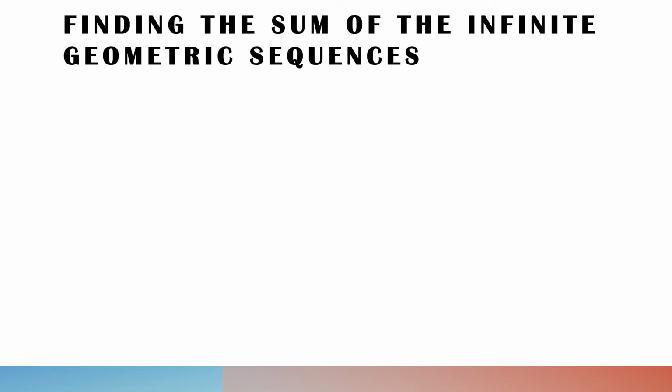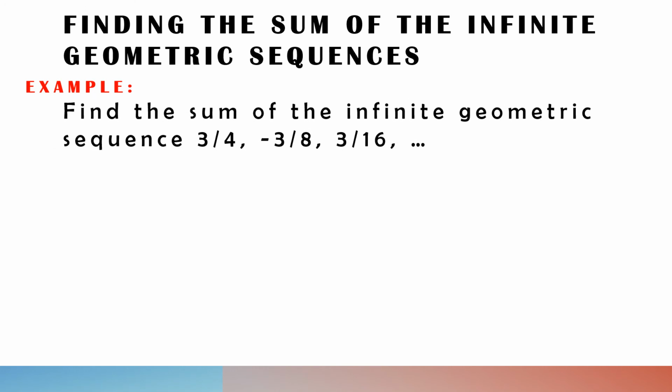Another example: finding the sum of this infinite geometric sequence wherein the first term is 3/4, followed by -3/8, then 3/16. Here, the ratio is actually negative. Why? The sign is alternating. From positive, it turns negative, then turns positive. The next number here will be negative.